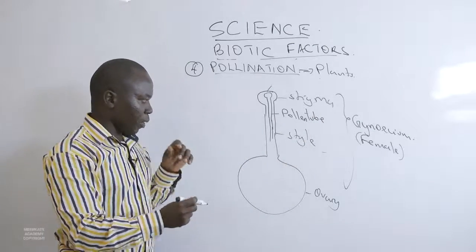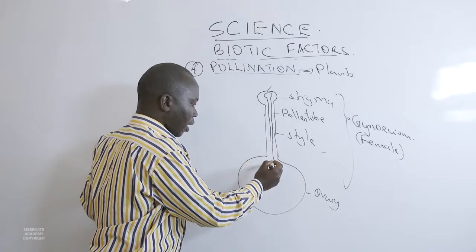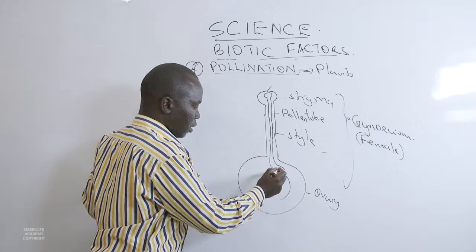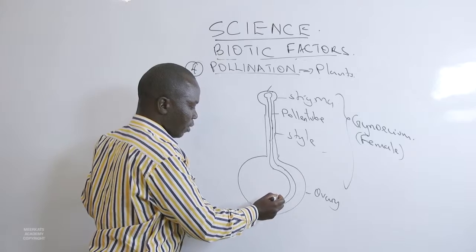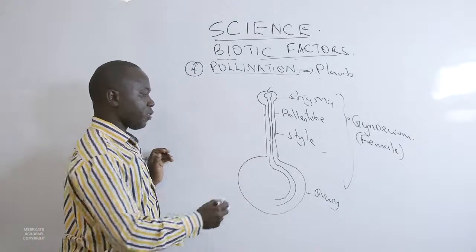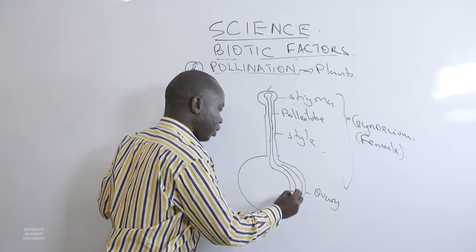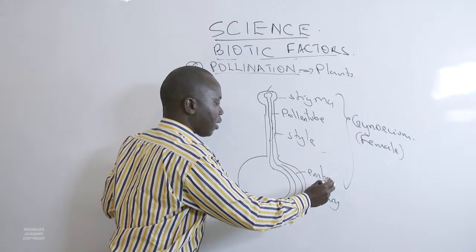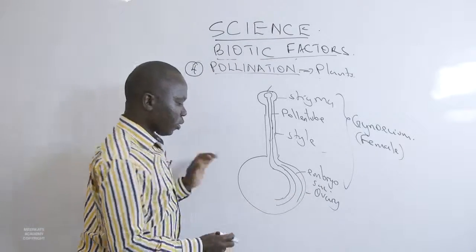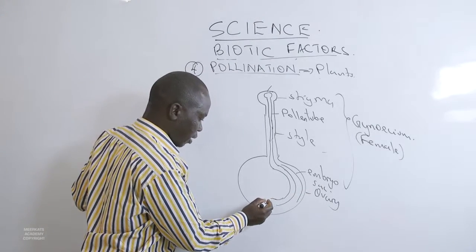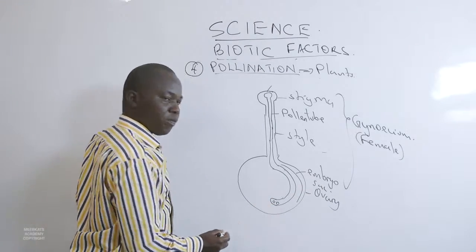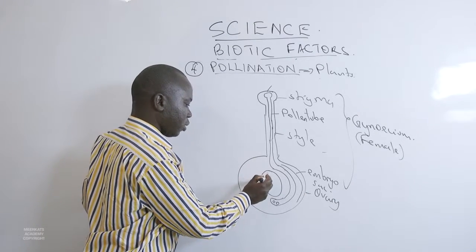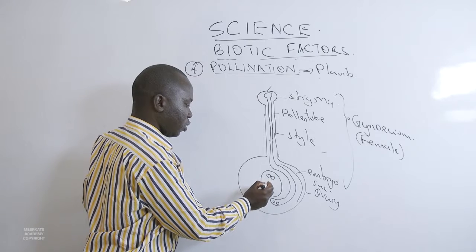It forms a pollen tube that will carry the male nuclei to the ovary. A specific part of that ovary is called the embryo sac. So it goes into the embryo sac, carrying the male nuclei at the tip. And then there will be fission.